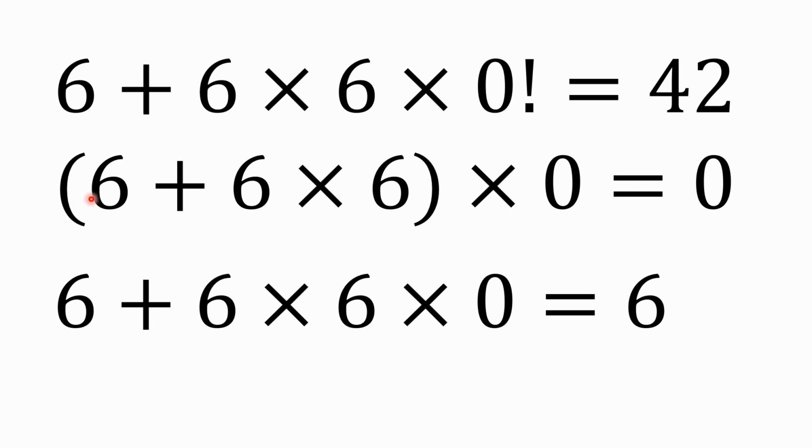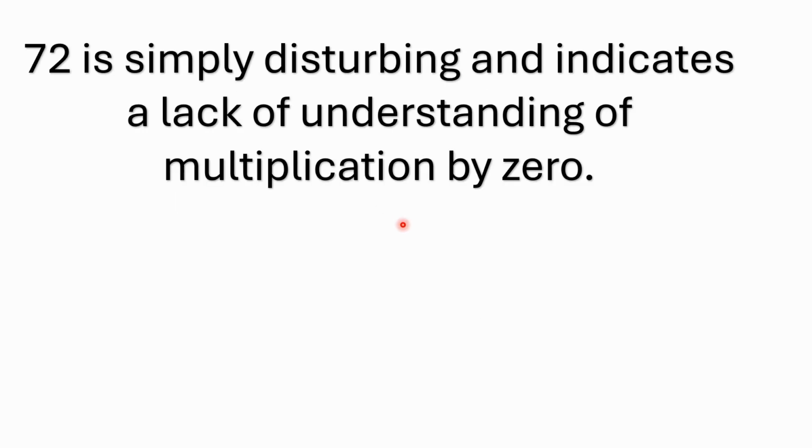You can't tell me that 6 plus 6 times 0 is equal to 0, and then tell me that this is also equal to 0 when I put parentheses around this. All right? There's an inconsistency there. Go think about it and then come back and try again.